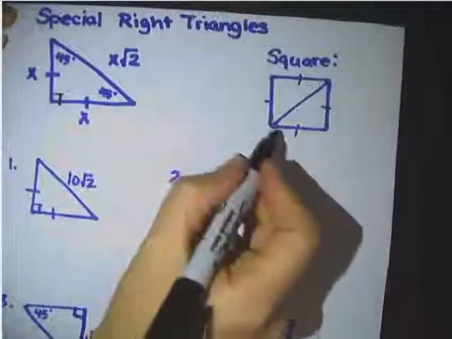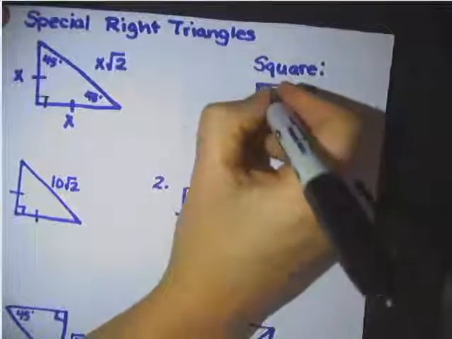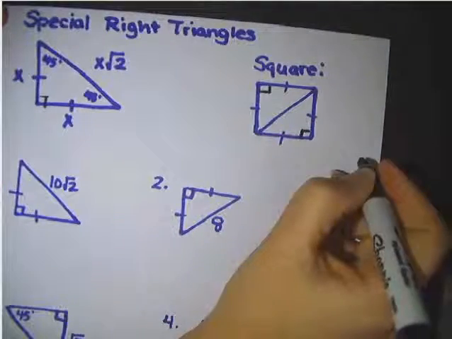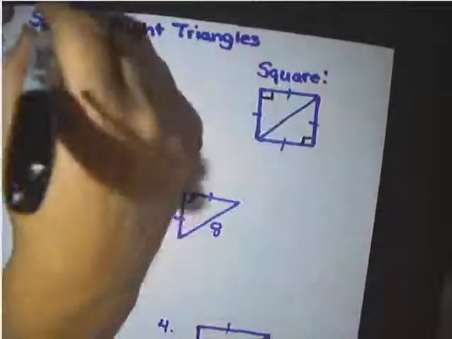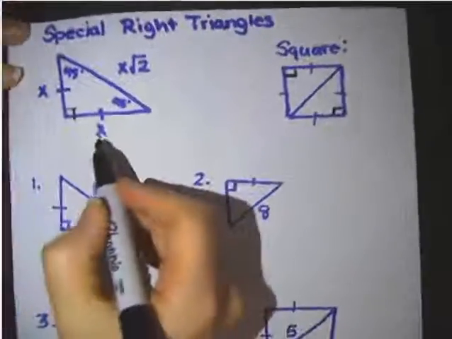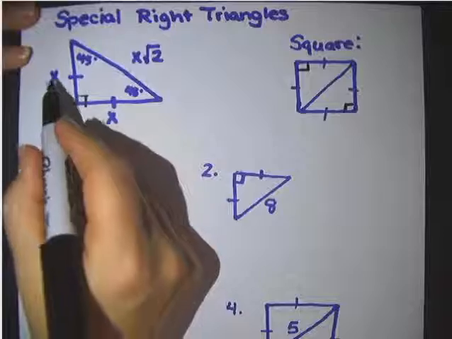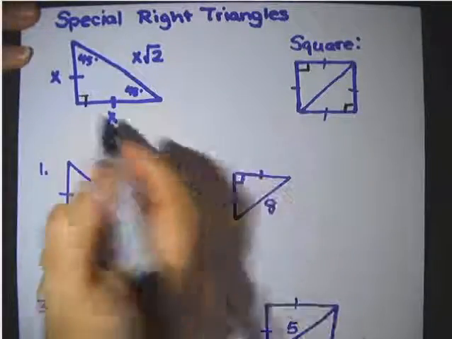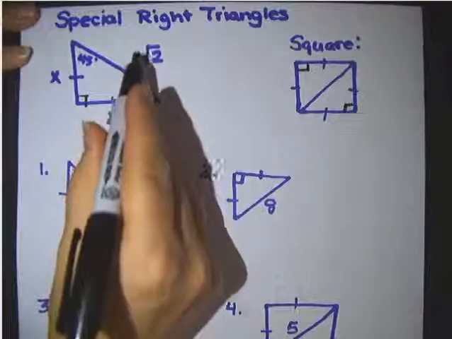And then sometimes you'll see a square, and if you have a square, it is always made up of two 45-45 right triangles, so you can use this same formula. So if you're given this side, it's very easy. If this is 4, you have 4, 4, 4 root 2. If it's 10, 10, 10, 10 root 2. If it's 100, 100, 100, 100 root 2.